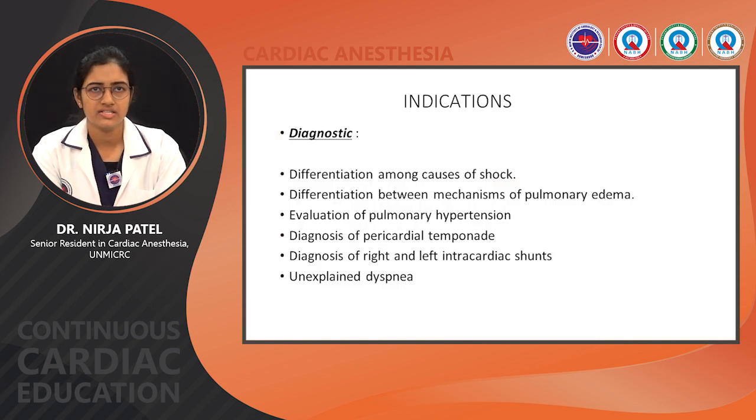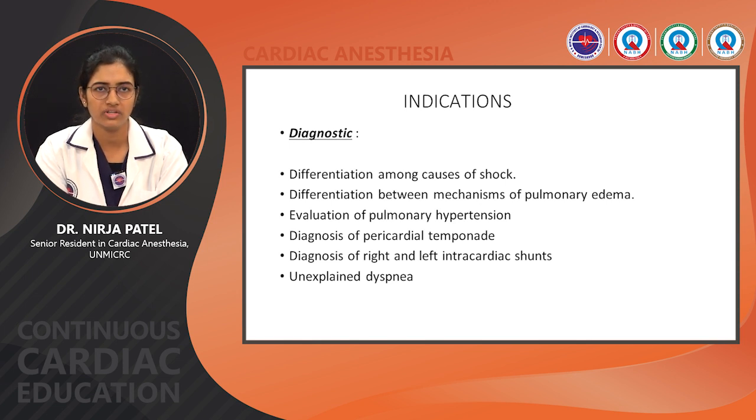Now coming to indications, there are diagnostic and therapeutic indications for using a pulmonary artery catheter. Diagnostic indications include differentiation among different types of shock, differentiation between mechanisms of pulmonary edema, evaluation of pulmonary hypertension, diagnosis of pericardial tamponade, diagnosis of right and left intracardiac shunt, and unexplained dyspnea.